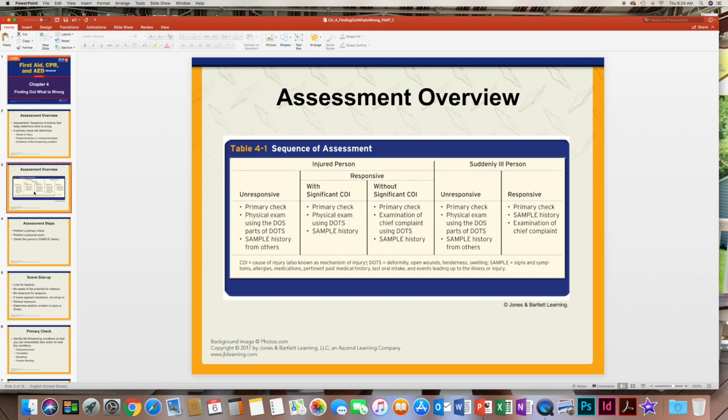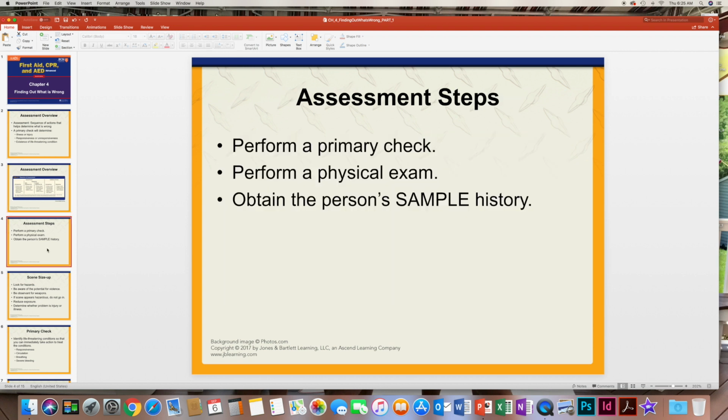So with an injured person, if they're injured and responsive, there's certain questions you're going to ask. If it's an ill person, if they're responsive, there's certain questions you're going to ask. But obviously, if they're unresponsive, they're not going to be able to respond to those questions. So you have to do certain types of primary checks and physical exams to determine what the issue is and know how to proceed. So performing a primary check, performing a physical exam, and obtaining a person's sample history is very important.